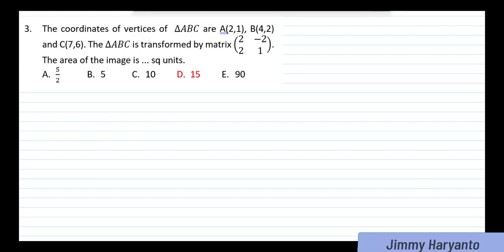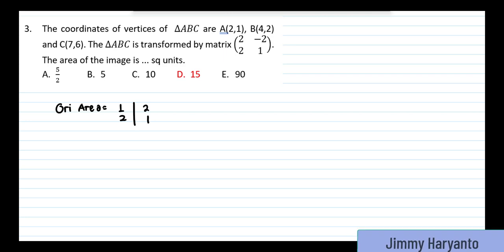Okay, next is number 3. For number 3 we have a triangle, and the area is asked. That means we have to find the original area first. Original area will be using this formula. You can find the area easily. You will write down the vertices like (2, 1) and then (4, 2) and then (7, 6), and then you will go back to the first, that is (2, 1).